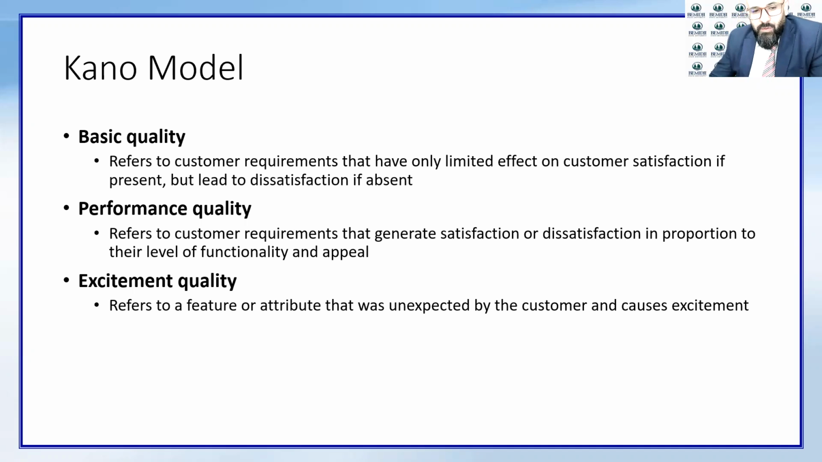Performance quality refers to the customer requirements that generate satisfaction or dissatisfaction in proportion to their level of functionality and appeal. Excitement quality refers to the features or attributes that were unexpected by the customer and cause excitement. So let's go back to performance quality. This is where you give unlimited call and text. The basic quality is to give call and text. Performance quality, unlimited call and text. Excitement quality, maybe you could make an offer where if you buy one line you get another line for free, and this is where you make them very excited.